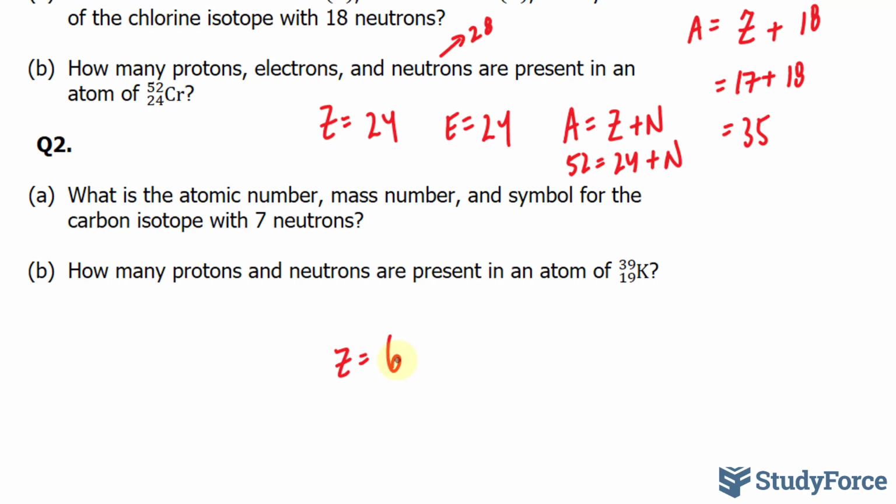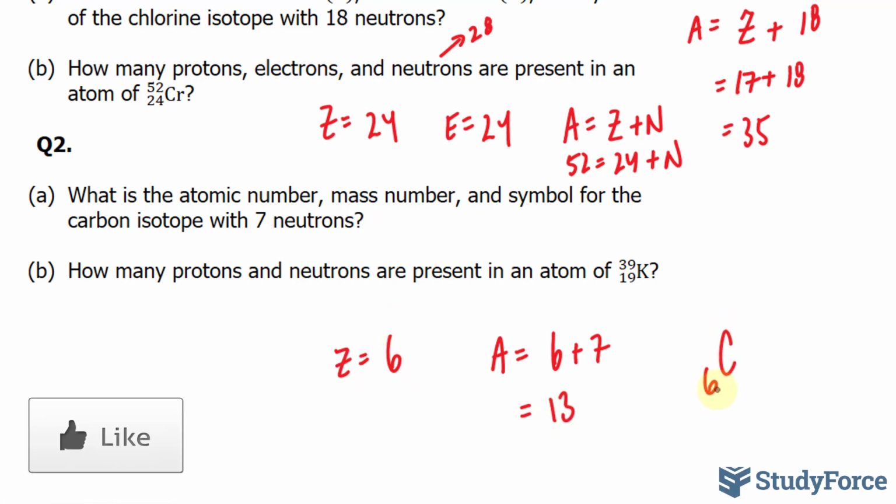Remember that the mass is the atomic number plus the number of neutrons. We're told that there are 7 neutrons here, so the mass number, which I'll represent as A, is 6 plus 7, and that's equal to 13. And we can represent this as C. The atomic number 6 goes right here, and the mass goes up here.